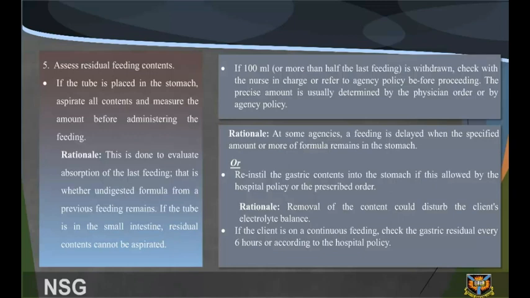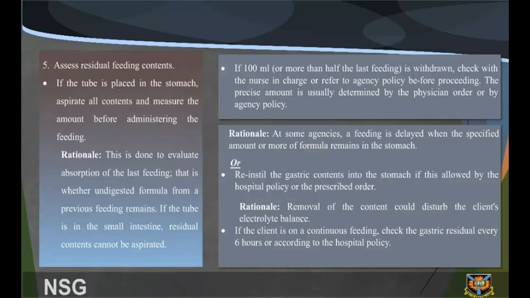If 100 ml or more than half of the last feeding is withdrawn, check with the nurse in charge or refer to agency policy before proceeding. The precise amount is usually determined by the physician order or by the agency policy. Rationale: at some agencies, a feeding is delayed when the specified amount or more of formula remains in the stomach, or reinstill the gastric content into the stomach if this is allowed by the hospital policy or the prescribed order. Rationale: removal of the content could disturb the client's electrolyte balance.